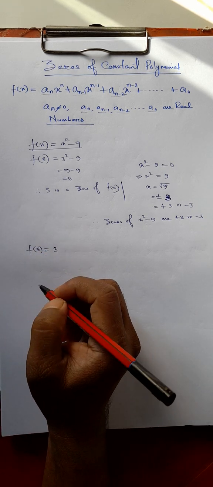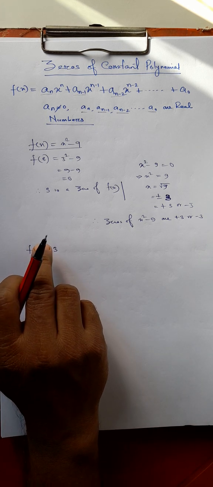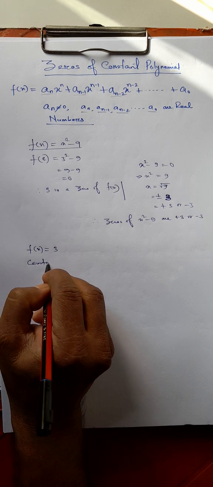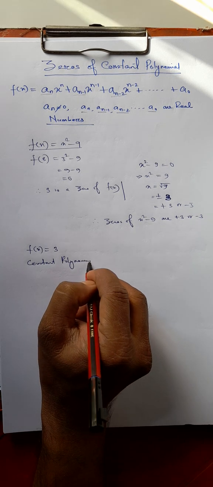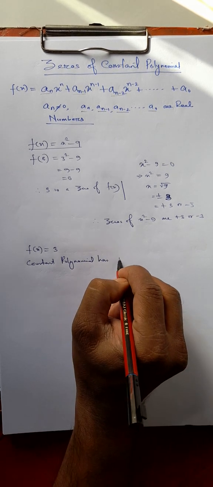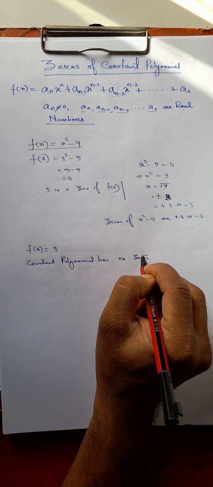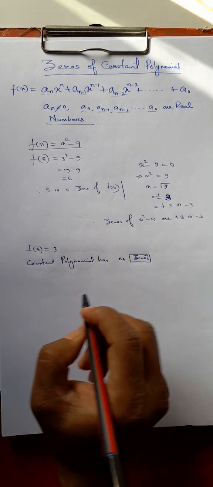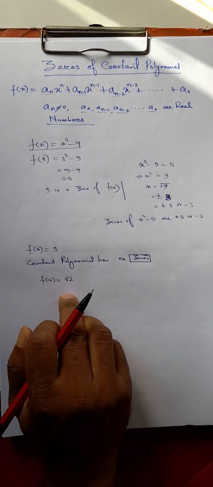So this polynomial does not have any zero. That means a constant polynomial has no zeros. Consider the constant polynomial f(x) = square root of 2. It is also a constant polynomial.